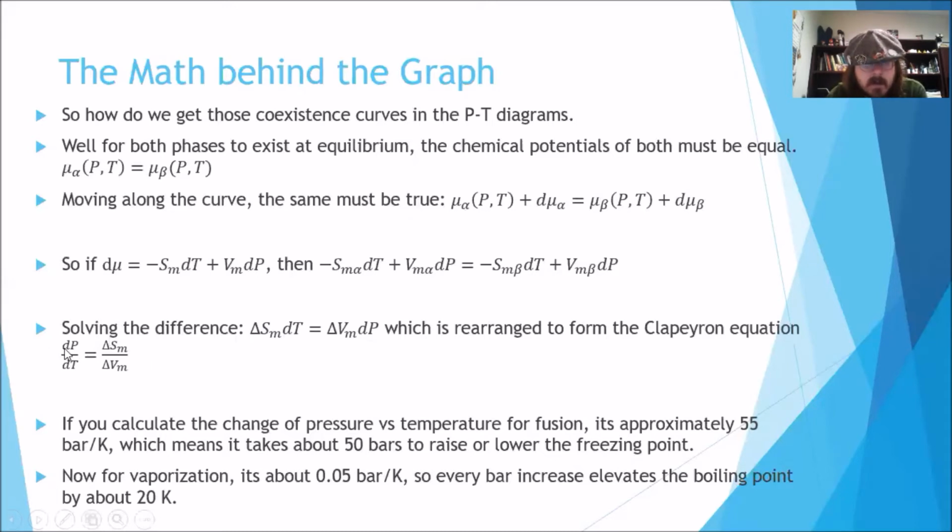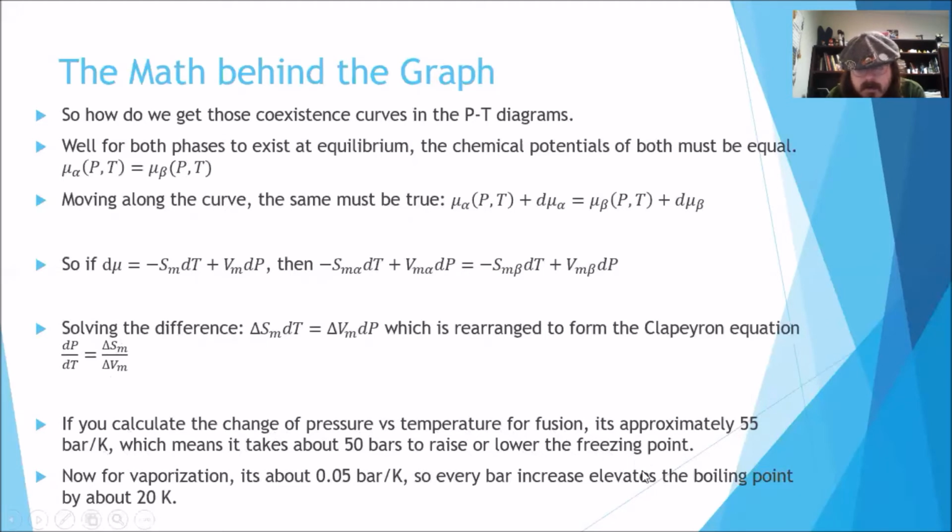chemistry. The equation that says, how does the pressure of a gas change at changing temperature? That's what Clausius gave us. And that actually changes as a function of entropy and volume. So if you calculate the change in pressure versus the change in temperature for fusion, it's approximately 55 bars per Kelvin, which means it takes 50 bars to raise or lower the freezing point.